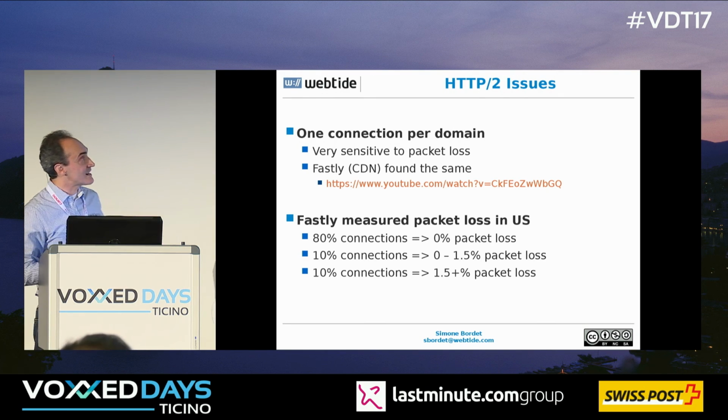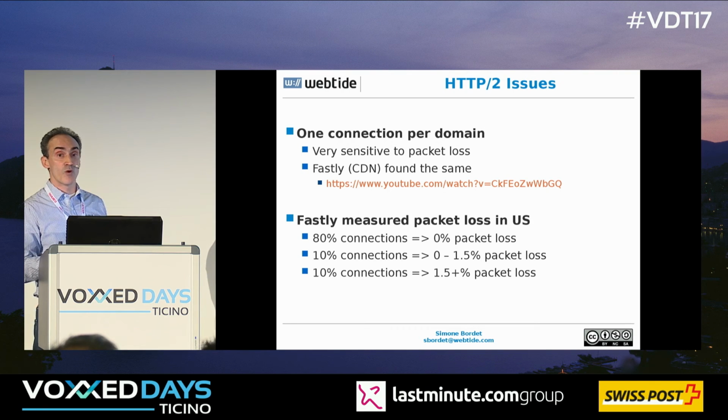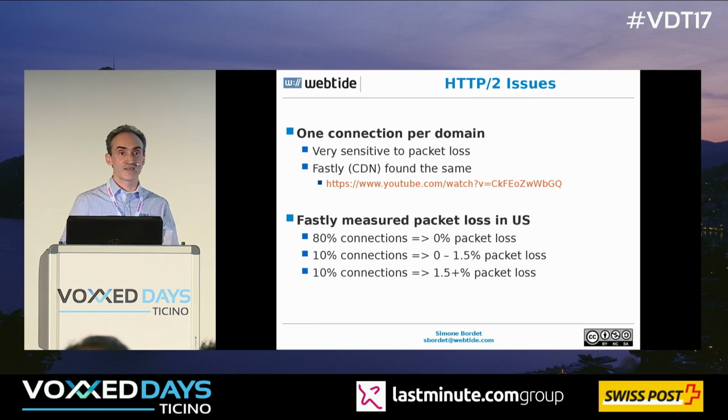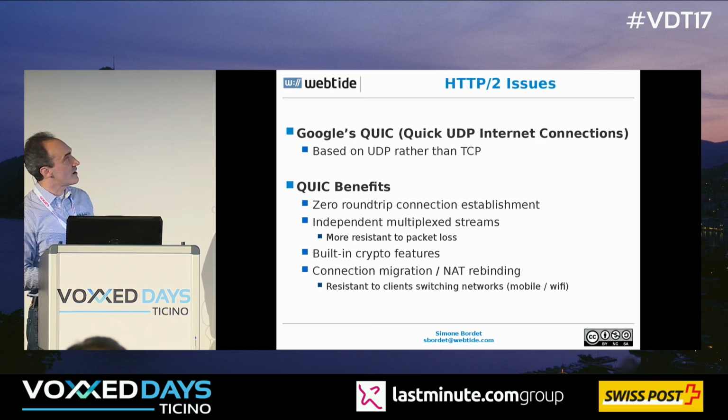Now here, it's a bit worse. So you see, Fastly is a CDN. They have an awesome presentation at this URL where they present the data that they experienced. And what happens is that when they measured HTTP2 versus HTTP1 in packet loss conditions, it turns out that HTTP1, this old user protocol, is still a little bit better than HTTP2. So not very good. So what is the solution?